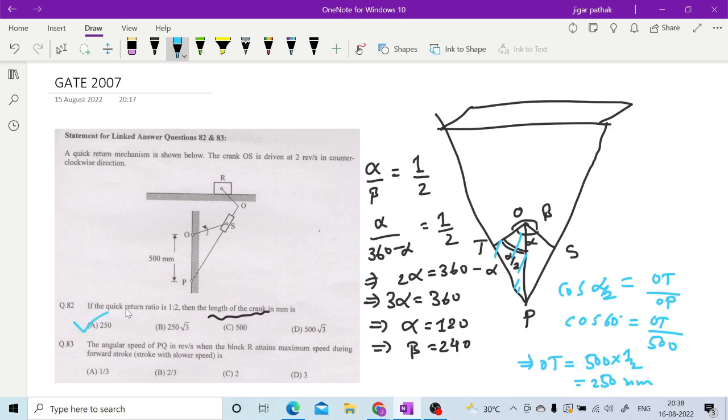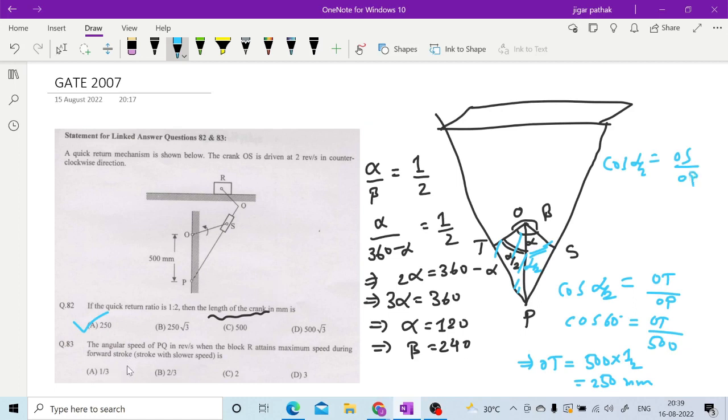So the crank is OS, no sir? These are the different positions of the crank, OT or OS, as we have seen while deriving those equations, right? So here also it will be the same. This angle is also alpha by 2. If you go for this particular triangle, then also cos alpha by 2 will be equal to OS upon OP. Okay, got it, sir. Got it? It will be the same only, correct? Yes, sir.